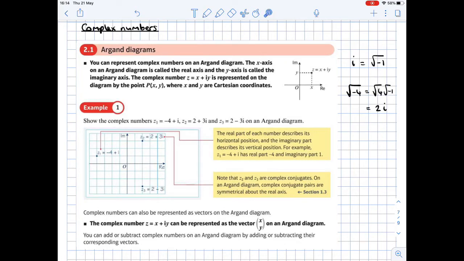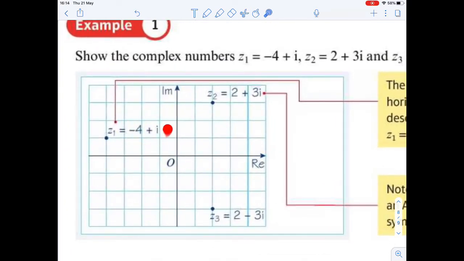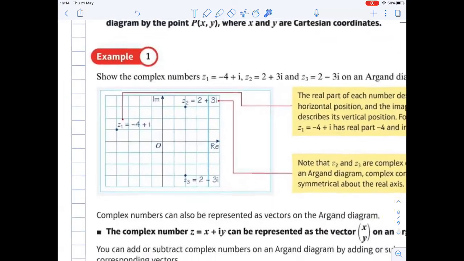So, on our diagram, if for example we look at the point Z1, we move left by 4, up by 1, so that gives us minus 4 plus i. For Z2, we move across 2 in the real axis and up 1, 2, 3 in the imaginary, giving us 2 plus 3i. And finally Z3, we move 1, 2 across in the real and down 3 in the imaginary, giving us 2 minus 3i.